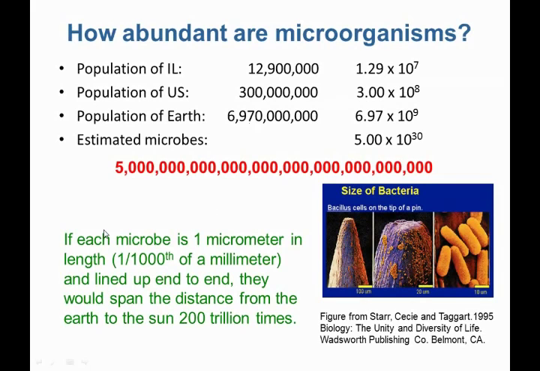And so this is just one thing that is kind of interesting. If you think about the estimated population of microbes on Earth, if each microbe is about 1,000th of a millimeter in size, and we line them up end to end, they would span the distance from the Earth to the Sun 200 trillion times. So there's a lot out there. And they're super tiny. This is showing Bacillus cells on the tip of a pin.